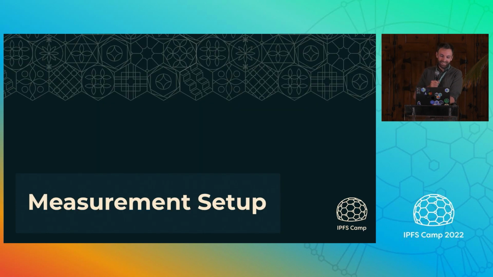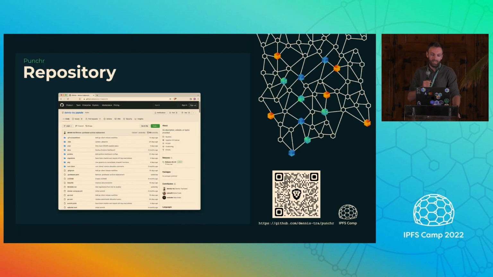Well, so that's the DCUtR protocol. And how do we know that this works in the wild? So this is just the theory behind it. So we came up with a measurement setup for that. Everything's open source. You can find it here. Again, I will share the slides somewhere, I believe on the Slack channel or so.